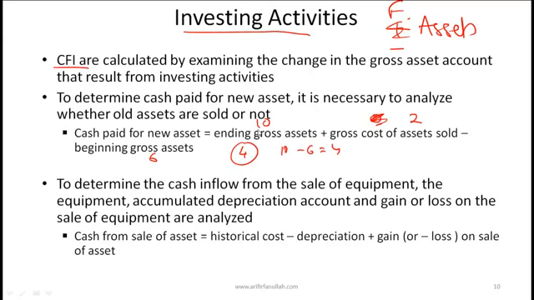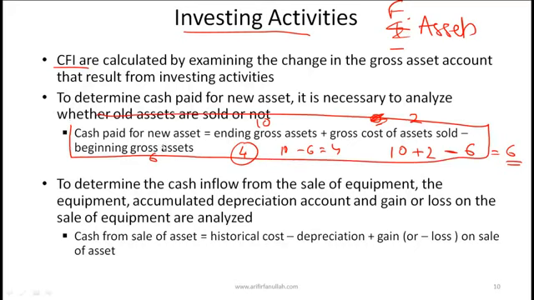We now say that the ending value is 10 plus 2, which is how much we sold off. Had we not sold off this 2, we would have had 12 at the end of the year. Then you subtract the value at the beginning, 6. So 10 plus 2, 12, minus 6 gives us 6. Essentially, to figure out how much cash you pay for a new asset, you need to learn this relationship: cash paid for new asset is equal to ending gross assets plus gross cost of assets sold minus beginning gross assets.